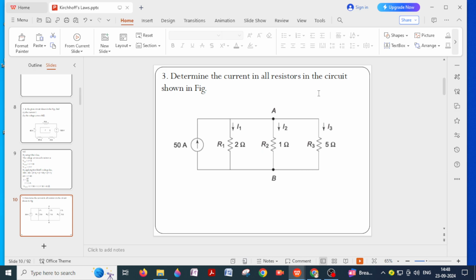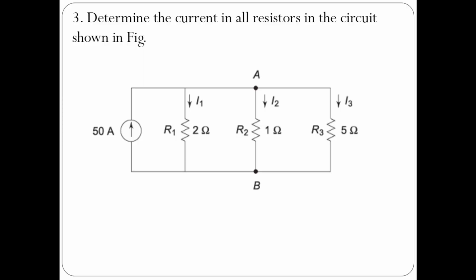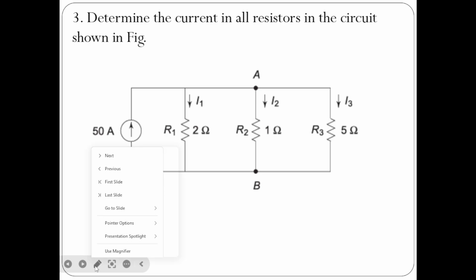Determine the current in all resistors in the circuit shown in the figure. So if you see here, there is a current source and 3 resistors connected in parallel. Current in resistor R1 is I1, resistance of R1 is 2 ohms. Current in resistor R2 is I2, and its resistance is 1 ohm. The current in resistor R3 is I3 and resistance is 5 ohms.